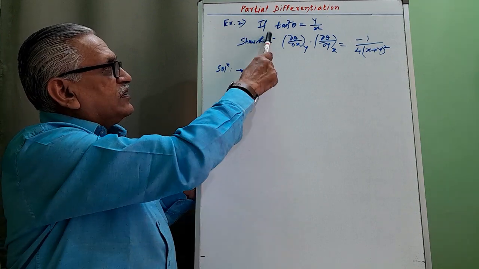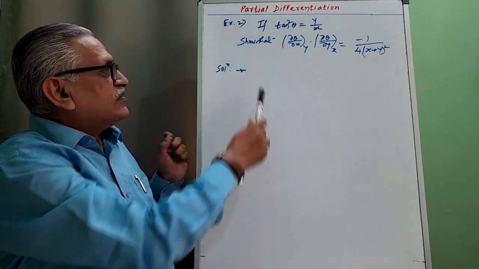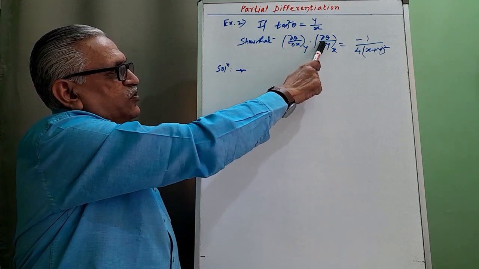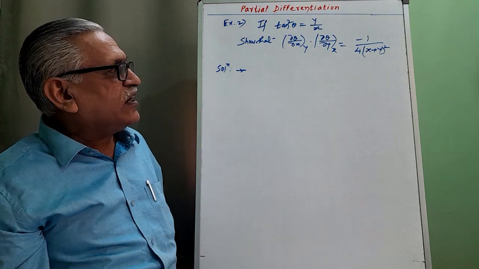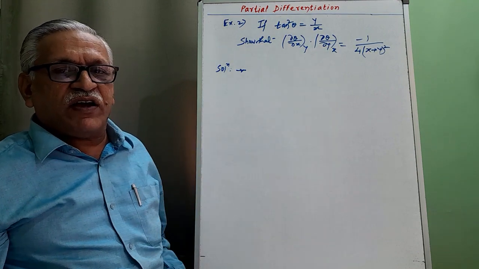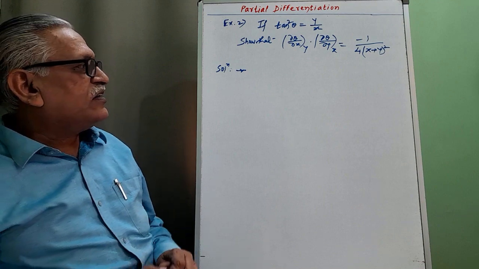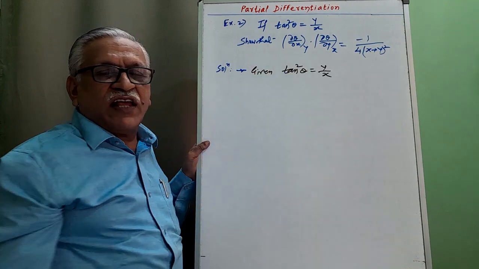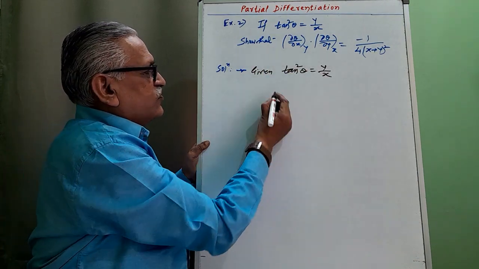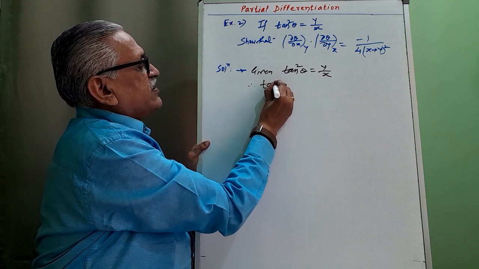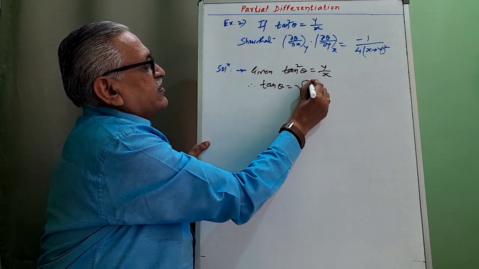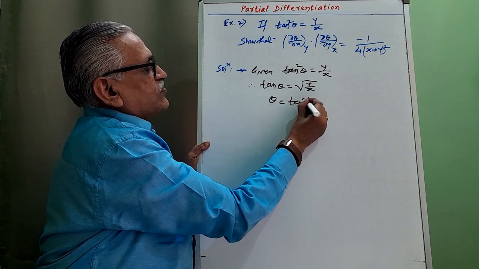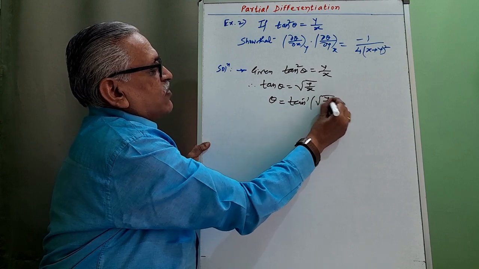Second example, if tan square theta is equal to y by x, then show that ∂θ/∂x keeping y constant into ∂θ/∂y keeping x constant is equal to minus 1 divided by 4 into (x plus y) whole square. And therefore, to obtain this, the given function is tan square theta is equal to y by x. Taking square root, we get tan theta is equal to root of y by x. Theta is equal to tan inverse of root of y by x.